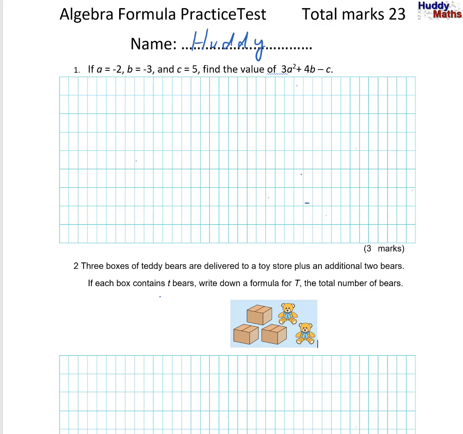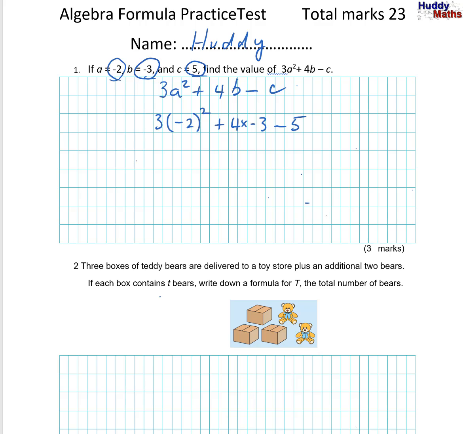So we want to find the value of 3a squared plus 4b take c. Okay, so what is a? A is -2. So this is 3 times -2, and the negative is being squared as well, all of a is being squared, plus 4 times, and b is -3, and then take c is 5.